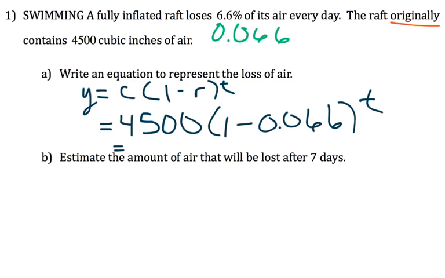And then if I simplify this, I would say 4,500 times the quantity 0.934 to the power of t. I'm looking at that to make sure I didn't subtract incorrectly in my head.